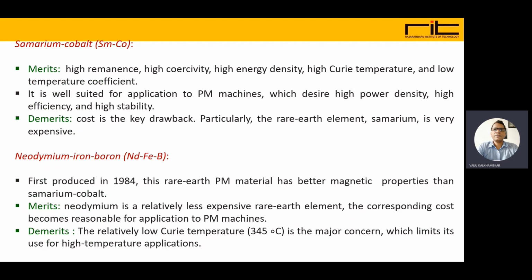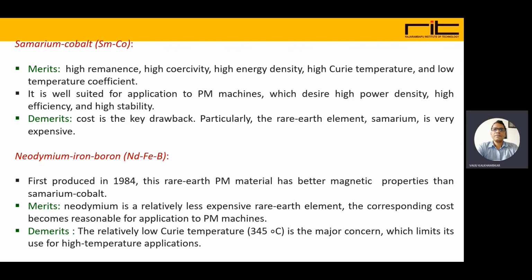The third is samarium cobalt, SmCo. Merits are high remanence, high coercivity, high energy density, high Curie temperature and low temperature coefficient. It is well suited for the application to permanent magnet machines which desire high power density, high efficiency and high stability. The demerit of this material is cost, which is the key drawback. Particularly the rare earth element samarium is very expensive.